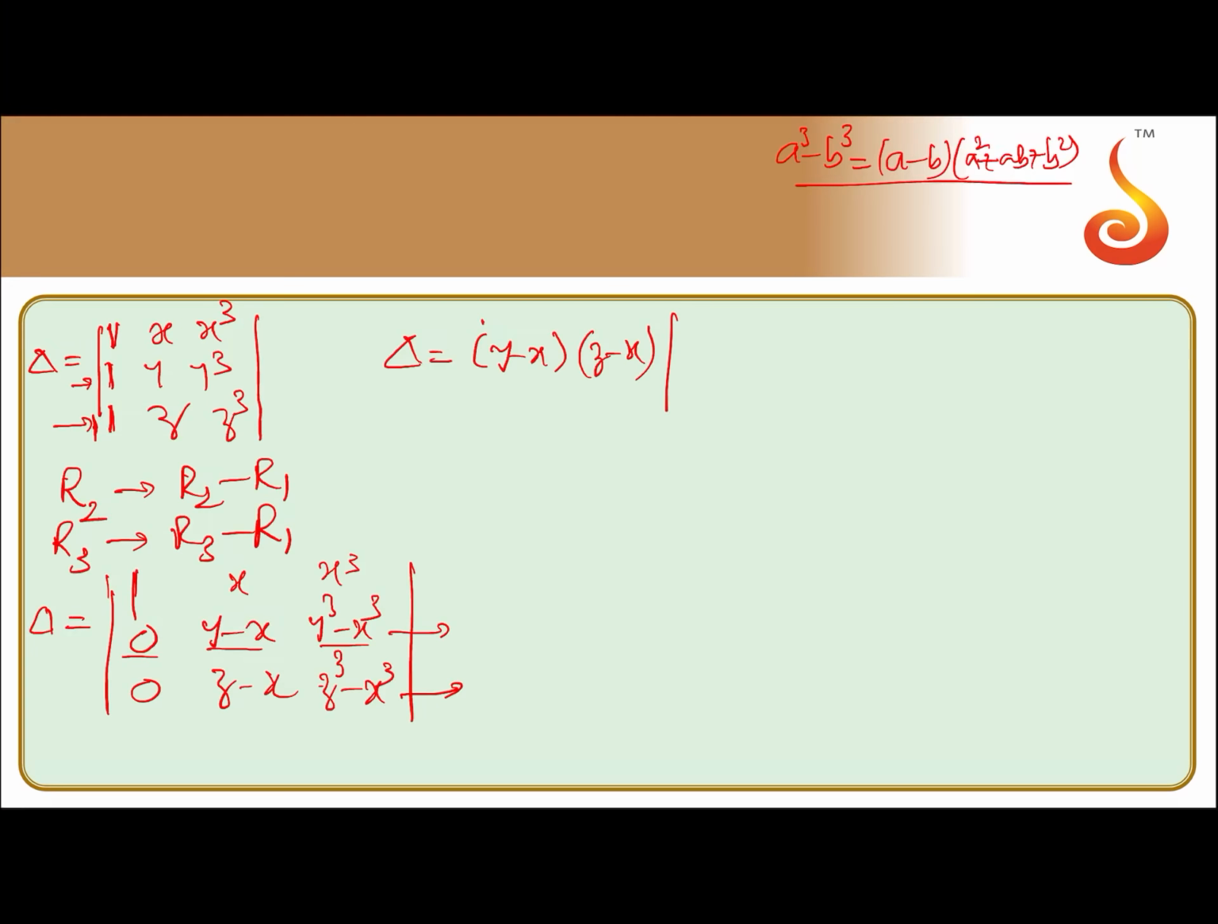Using this formula in this determinant, if I take out common y minus x from the second row and z minus x from the third row, you get the determinant as 1, x, x cube; 0, 1, and y cube minus x cube factorized with y minus x taken common, remaining y square plus xy plus x square. Similarly, z minus x taken common: 0, 1, and z square plus zx plus x square.